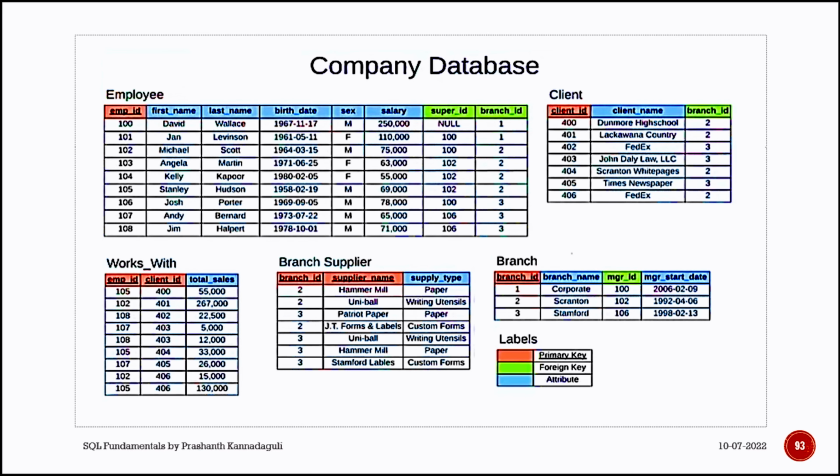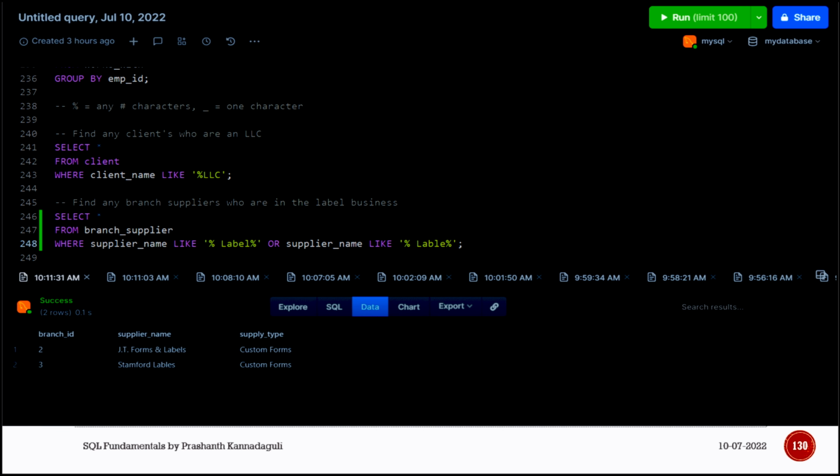So you can see that there are two answers. LABELS as well as LABLES. Two words are there. Maybe this is by mistake, but anyway, I wanted to get the answer, so I wrote the code properly to get both of them. So you see the condition: select all from the branch supplier where supply name is like either this or the supply name is like this.